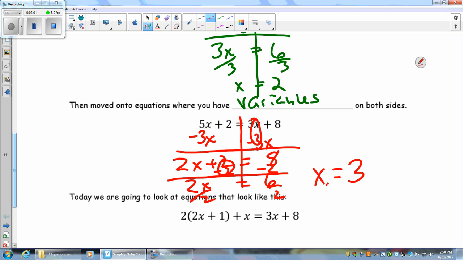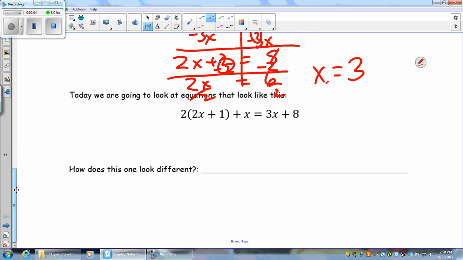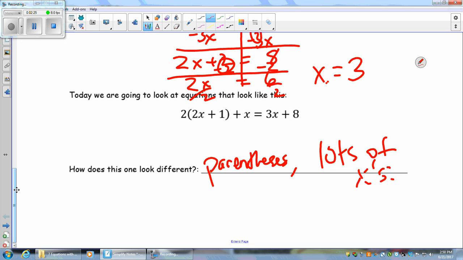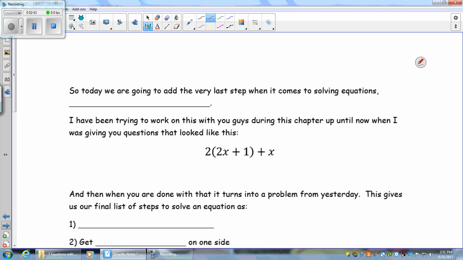Now today we're going to look at equations that look like this one right here. So take a look at it for a second and then answer for me, how does this one look different? Well, hopefully the parentheses are huge. It's definitely got parentheses. And we can combine some x's. There's a lot of x's. And it doesn't have to be x's. It obviously could be any variable. So what we're going to do is I'm going to show you how to solve something like this today. It's actually the last step when solving equations. We're done with it after this. Then I just have to show you guys some things like ones with special answers or ones with fractions and things like that. So this chapter is almost wrapping up here.